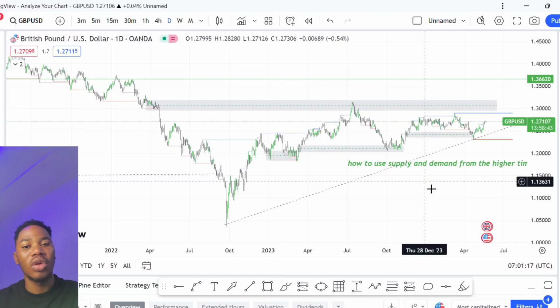The reason is because price is coming down to the minor demand, and then there will also be a retracement back to the next supply to sell down. That's basically how the market works.